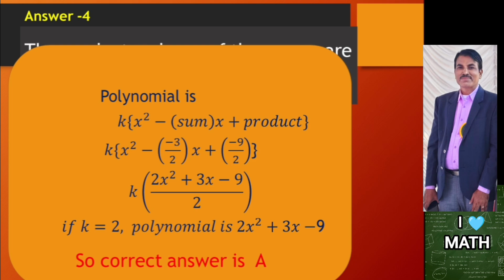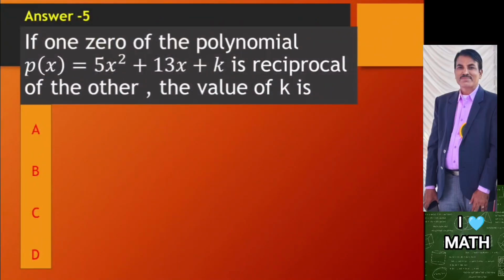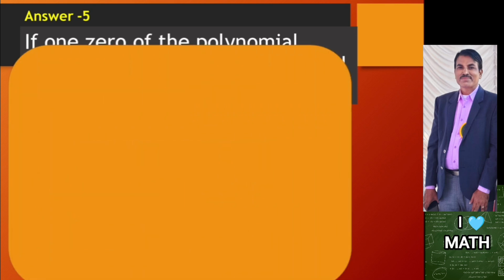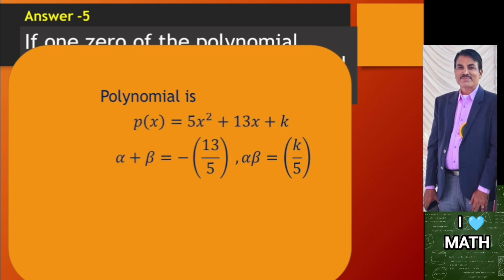Moving on to answer number 5. In answer number 5, if one zero of the polynomial p of x is the reciprocal of the other, see the condition. One zero of the polynomial is the reciprocal of the other. So p of x is like this. We know alpha and beta are 2 zeros, so we get the sum and product.